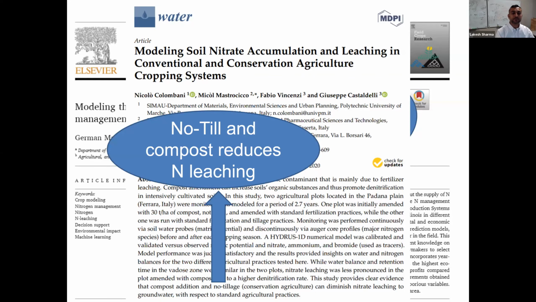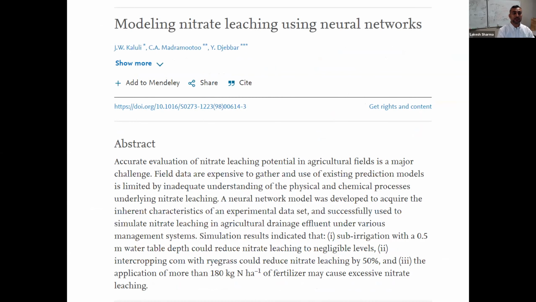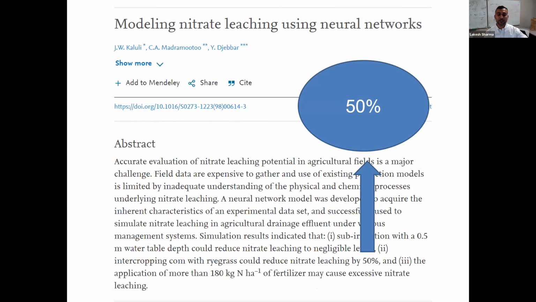Okay, so here is a nitrate leaching modeling again. I think this is the study that was done in Canada, and there was a 50% reduction in nitrate leaching using neural network, and this is 180 kg nitrogen per hectare. If you look at the Midwest recommendation, their recommendation is more as you go north. As you go north, Midwest and Canada, their recommendations are closer to the 200 pounds per acre ballpark.